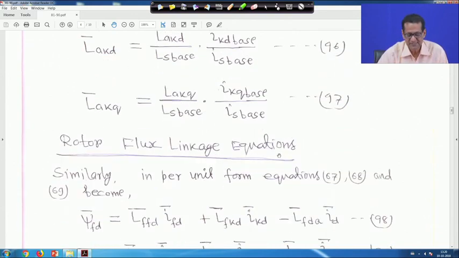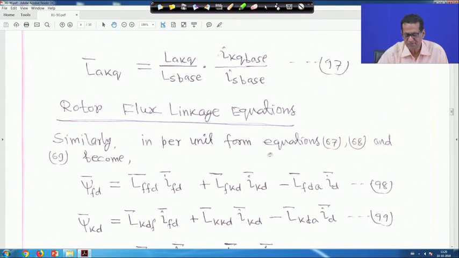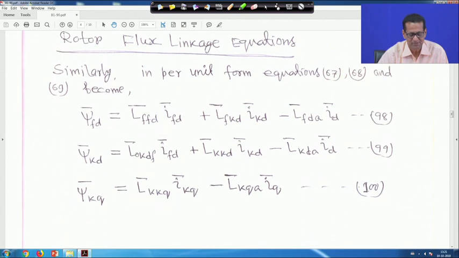Now, rotor flux linkage equation. Similarly, in per unit form of equations 67, 68 and 69, the same way we will transform. The equation remains the same, only everywhere bar is there, that means they are per unit. Therefore, psi FD bar will be LFFD bar IFD bar plus LFKD bar IKD bar minus LFDA bar ID bar. This is equation 98. Similarly, psi KD bar will be LKDF bar IFD bar plus LKKD bar IKD bar minus LKDA bar ID bar. This is equation 99.